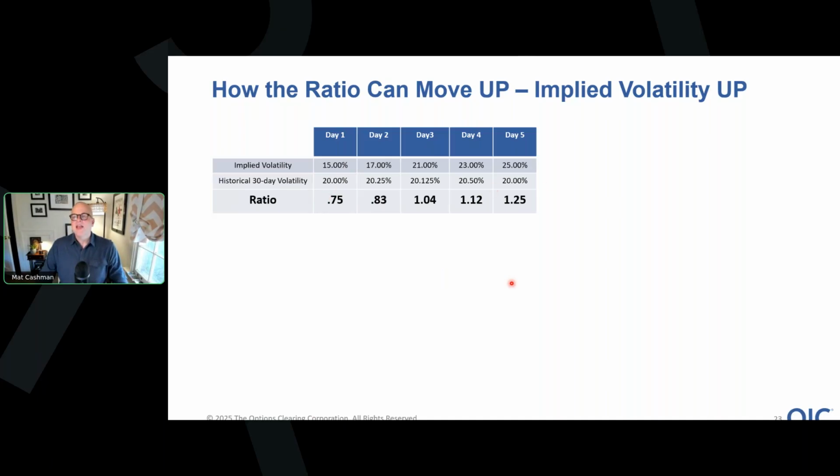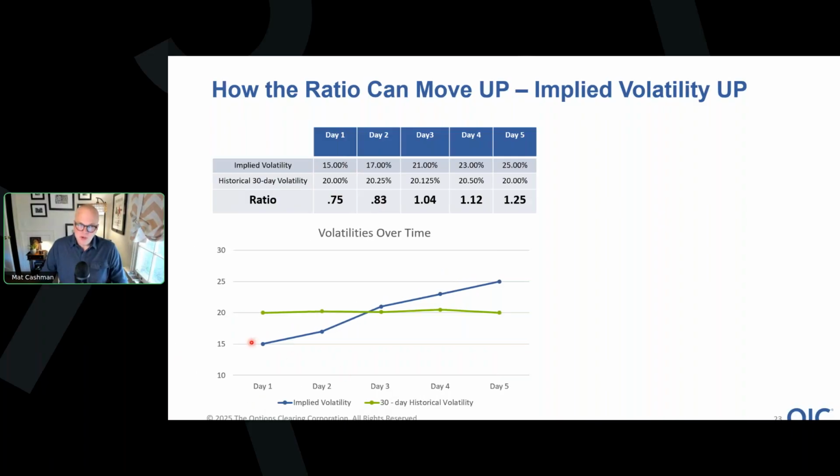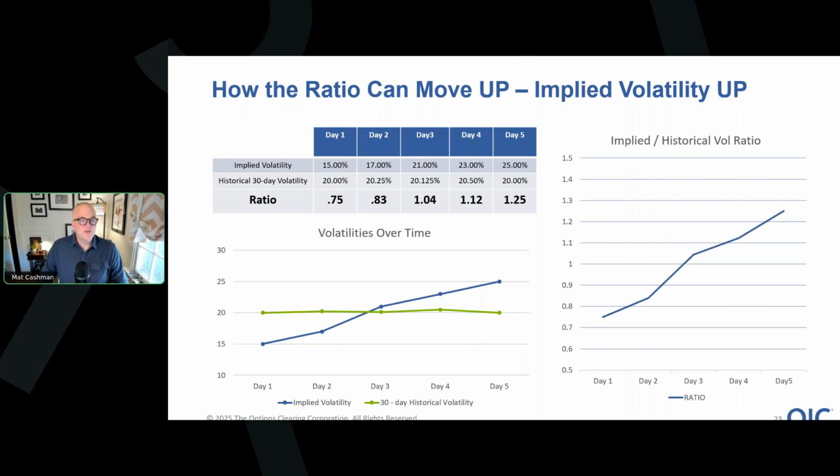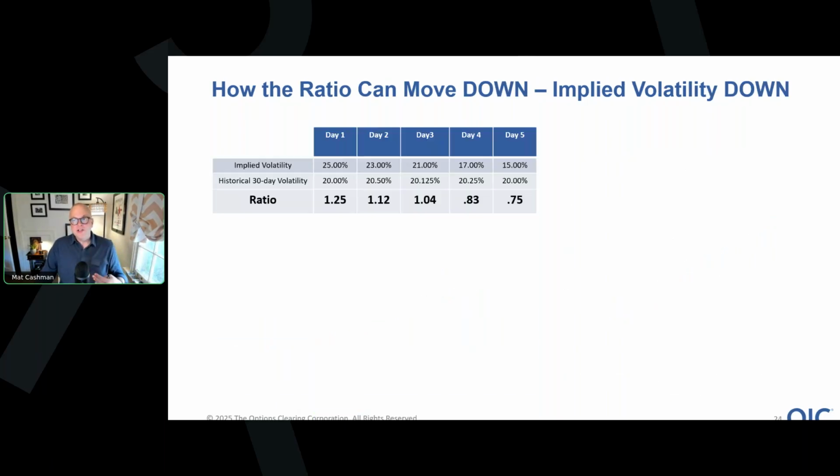Take a look at these and you tell me why it's moving, because it's pretty obvious when you look over the course of those 5 days that the implied vol is moving higher than the actual delivered vol. The delivered vol is static, right? It's a 20 the entire time. This tells you that this ratio is moving higher because the implied vol is moving higher. This can happen on the other side too.